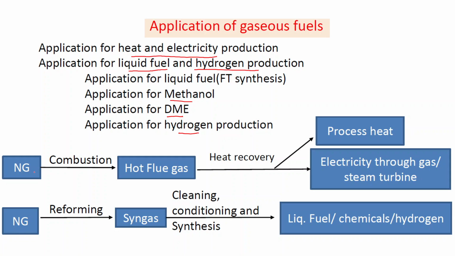Basically, the first one is the natural gas on combustion gives hot flue gas, and after heat recovery from this flue gas, it produces heat, or it can be given off to the steam turbine where it is used for the production of electricity. Then the second procedure: this one is the conventional method, but the modern method is where natural gas is reformed into syngas, and cleaning and conditioning is done to convert the syngas into various liquid fuels, chemicals, and hydrogen to produce energy.